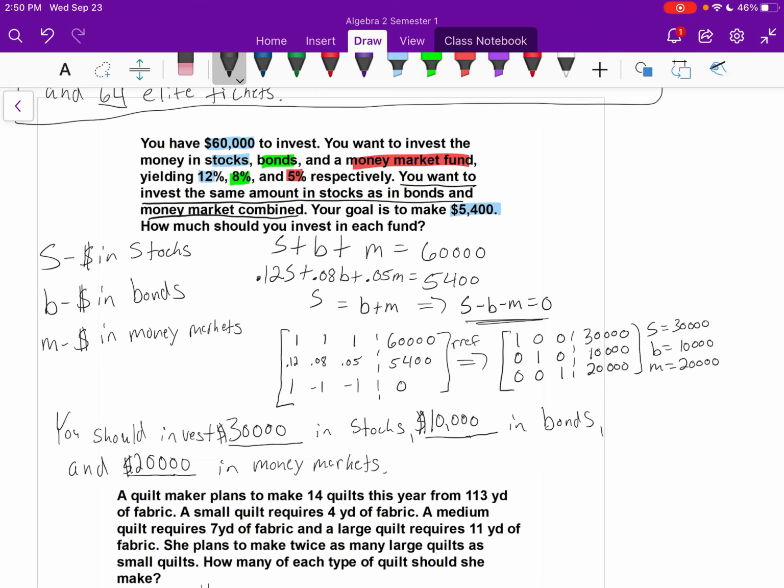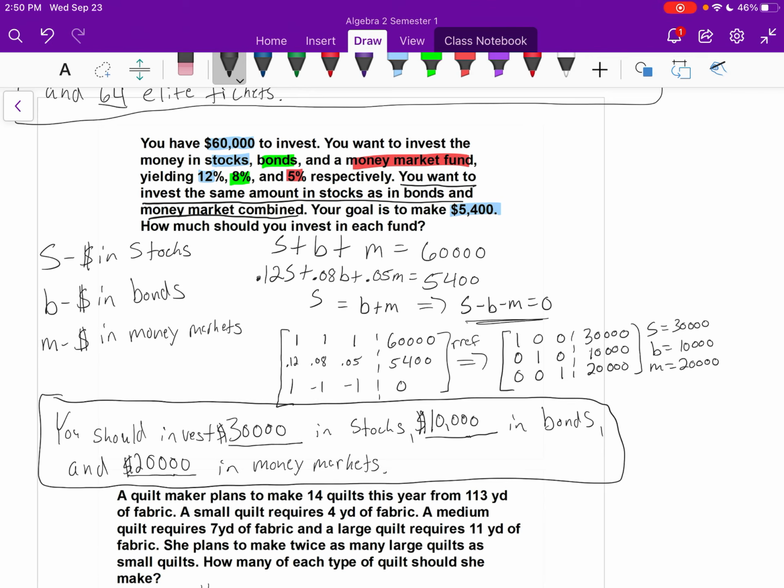Now, when you think about this answer, we're investing a total of $60,000. Between those three, that was $60,000. And then the other one I could typically look at is that last one. The money that we put in the stocks should equal the bonds and money markets combined. So $30,000 does equal that 10,000 plus 20,000. That's a good indicator that we solved this problem correctly.